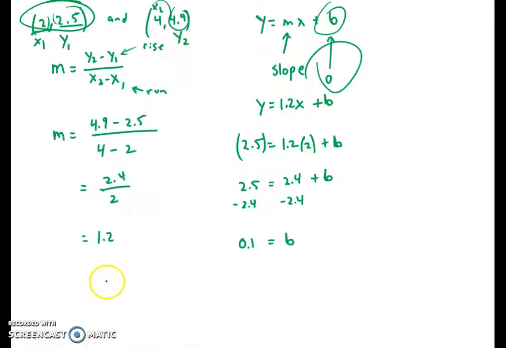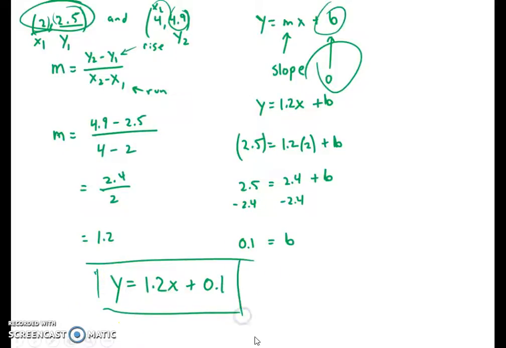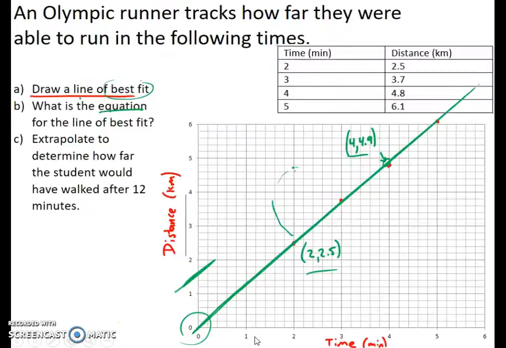So my equation for the line is therefore y is equal to 1.2x. If you read it off of the graph, you just leave it like that, or you can include plus 0.1 if you did the calculation. So that's my equation for the line of best fit. So we're done A and B.